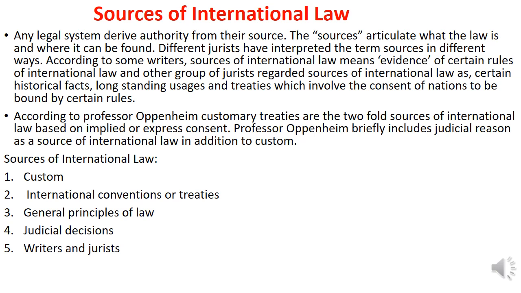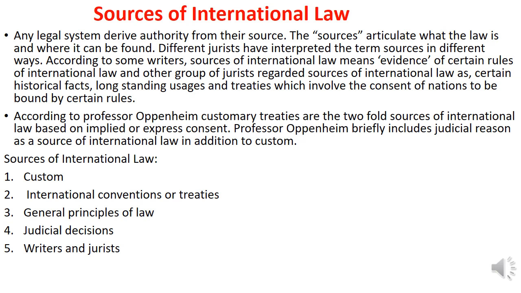Different jurists have interpreted the term sources in different ways. According to some writers, sources of international law means evidence of certain rules of international law, and another group of jurists said sources of international law are certain historical facts, long-standing usages and treaties which involve the consent of the nations to be bound by certain rules. Professor Oppenheim said customs and treaties are twofold sources of international law based on implied and express consent. He also said that judicial reasons are also a source by which international laws are binding with each other.